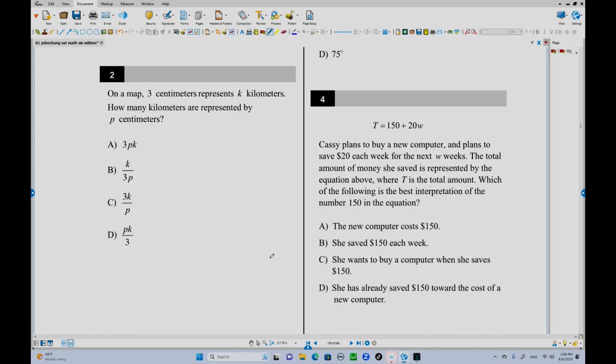Number 2. On a map, 3 centimeters represent K kilometers. That is the proportion, centimeters in the numerator. P centimeters, what is the real distance in kilometers? You can use cross multiplication. K times P equals 3x, so you can divide by 3. That is the value of x, so PK over 3.